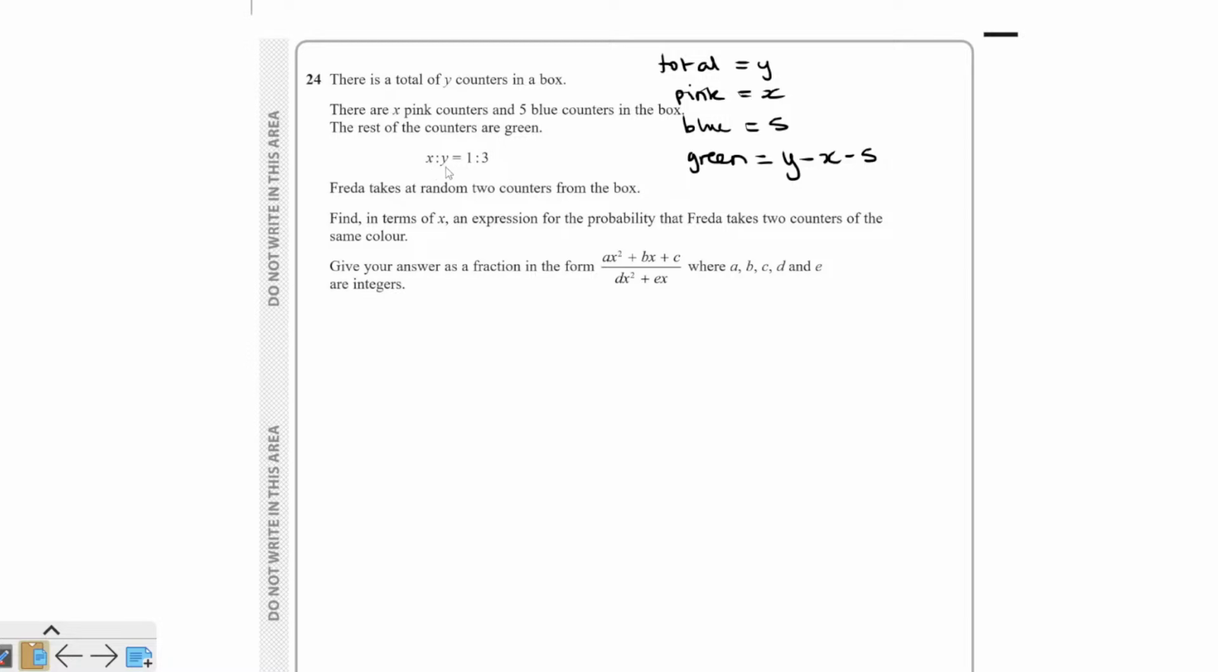Then they've said that x to y is 1 to 3. So if you remember what x and y is, that was pink to the total is 1 to 3. So actually, we could translate that into x's, couldn't we? Let's hold on to that for a minute. Let's actually read the rest of the question.